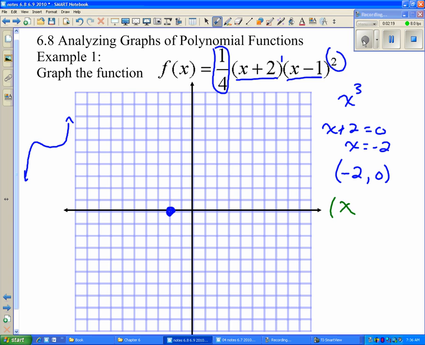What's my other 0, my other root? Again, I take my factor x minus 1, set it equal to 0, so x is equal to 1. So that's the coordinate 1, 0. That's my other point right here. Now I need to think about this graph and what it's going to look like. Again, I'm going to start low in quadrant 3 and go up to quadrant 1.